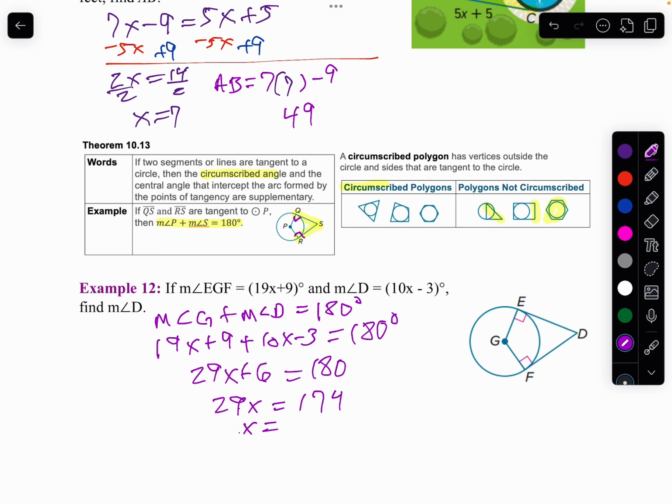Divide by 29, x is 6. Now I want to find the measure of angle D. So D is 10 times 6 minus 3, or 57 degrees.